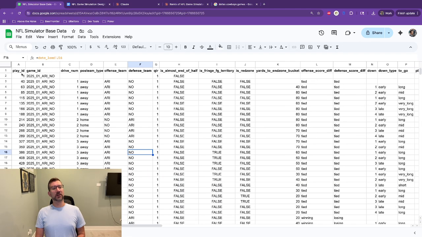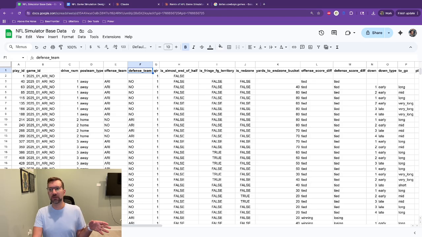But I wanted to create a gold layer. Because I'm not building a full-fledged ETL app here, these are all just formulas that are essentially cleaning up the data a little bit. I'm bringing in the columns that are actually there, and then I did certain transformations. So this is like whether it's home or away, offensive team, defense team, that's pretty straightforward.